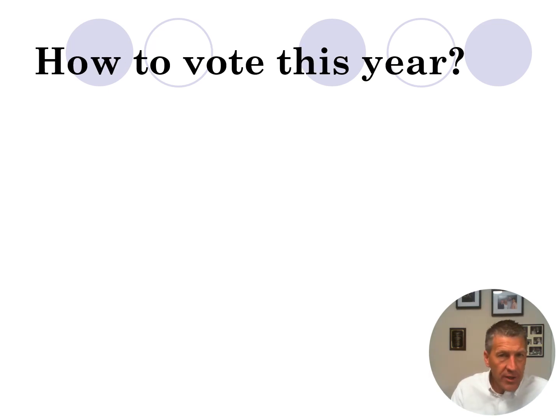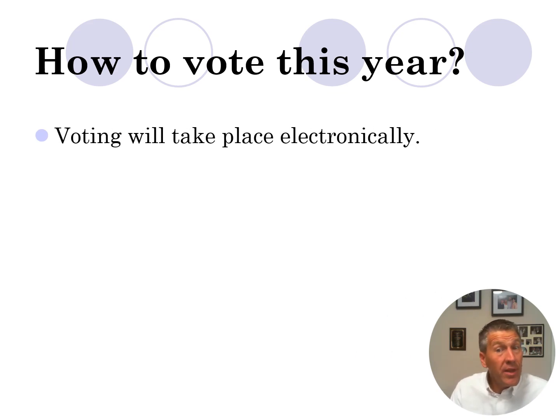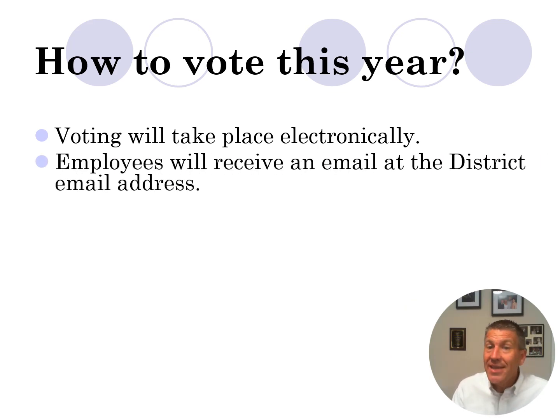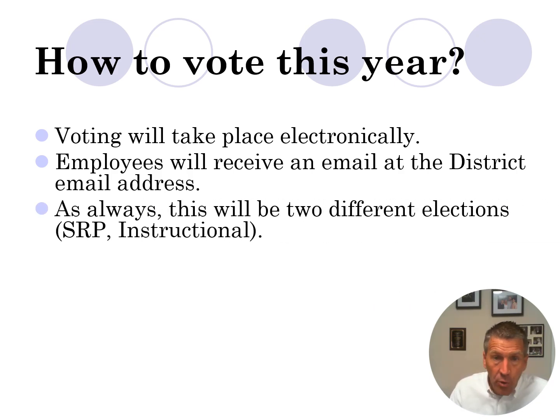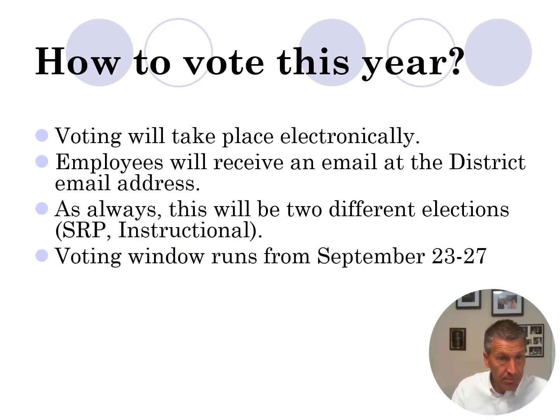So how will we vote this year? Well, voting is going to take place electronically, which is a change from previous years where ratification took place with paper ballots. Employees will receive an email at their district email address. It's important to note that, as always, there will be 2 different elections, one for SRP employees and one for instructional employees. The voting window will run from September 23rd through September 27th. So during that time, people will have the opportunity to vote electronically through that email that I mentioned. Handling it electronically should give everybody an easy opportunity to vote.